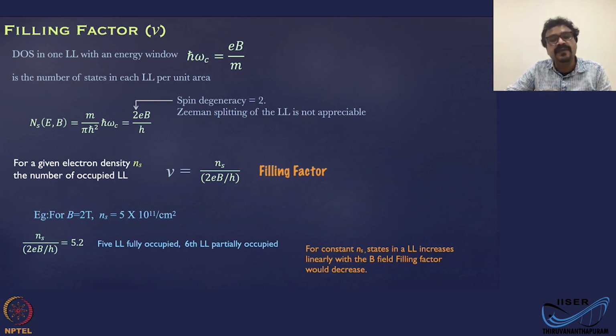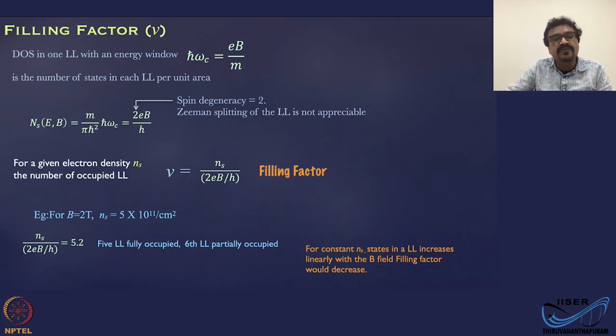Now in this case we have assumed that the Zeeman splitting is not appreciable, so we multiplied by 2. But if the field is very high, you don't need to consider this 2. Then the spin splitting of the Landau levels also one needs to consider.